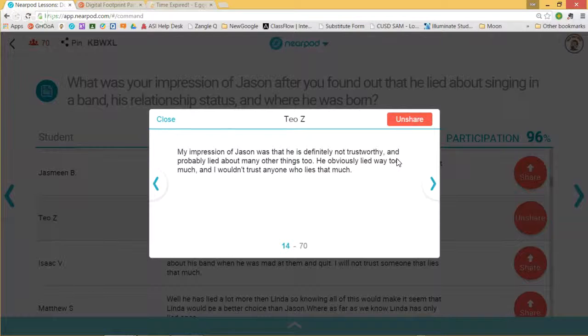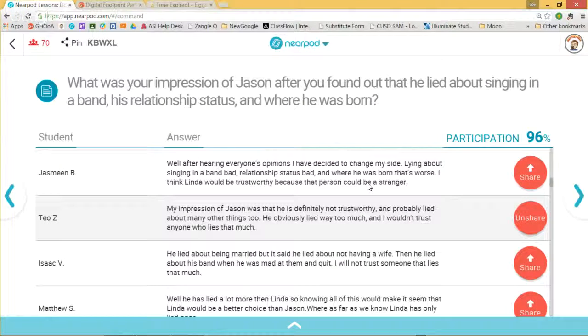Okay. My impression. Ooh, that's a powerful word. Impression. I like it. My impression of Jason was that he is definitely not. Definitely. Look at that. You are a beast with words. You got a vocab battle master in you right there. He's definitely not trustworthy, and he probably lied about many other things too. He obviously lied way too much, and I wouldn't trust anyone who lies that much. Absolutely. But understand this real quick. We talked about Lisa and how we misconstrued. That means took things in a different light. Now let's go with Jason for a second. Okay? Number 1.